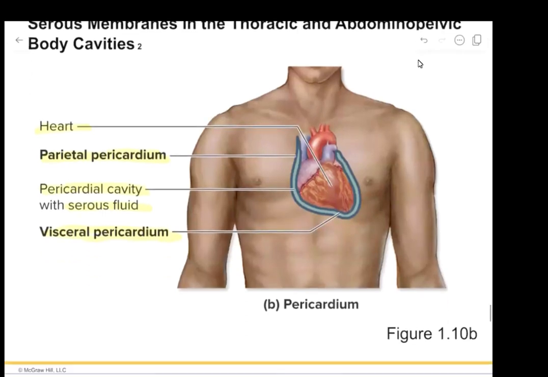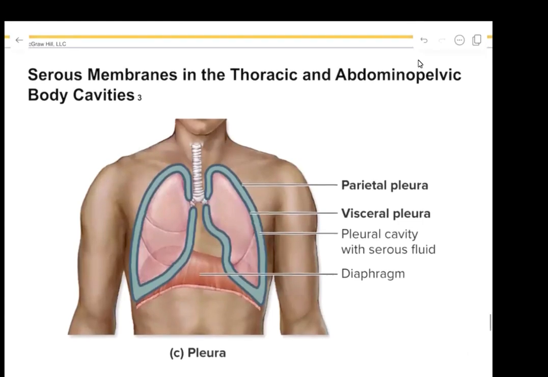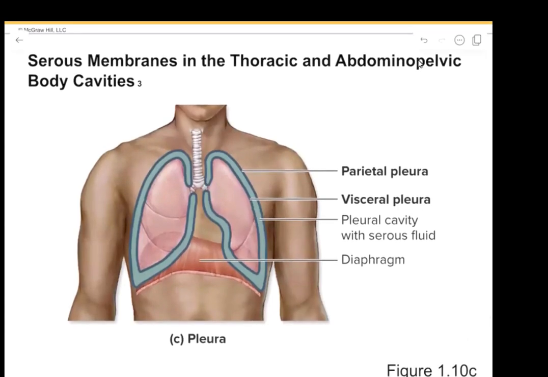Serous membranes also in the thoracic cavity would be, of course, around the lungs. And we know that the cavity surrounding the lungs is the pleural cavity. So the membrane touching the lungs is the visceral pleura. Superficial to that would be the parietal pleura. And in between the two membranes, again, is the pleural cavity, which produces serous fluid.